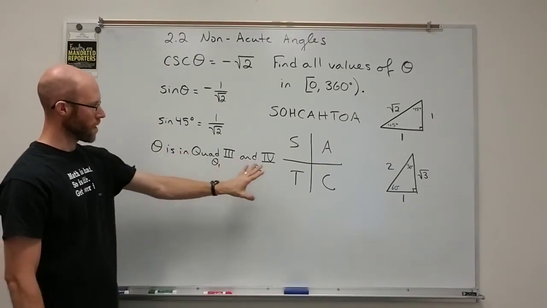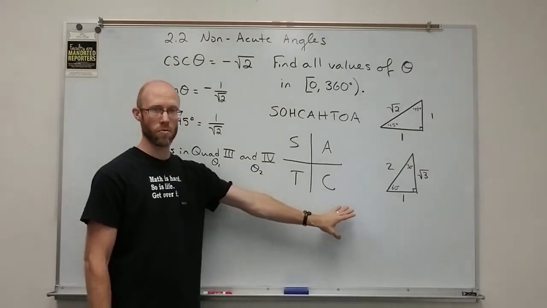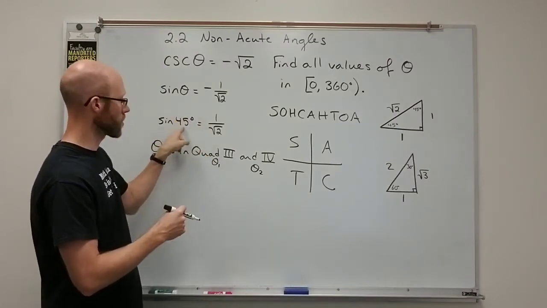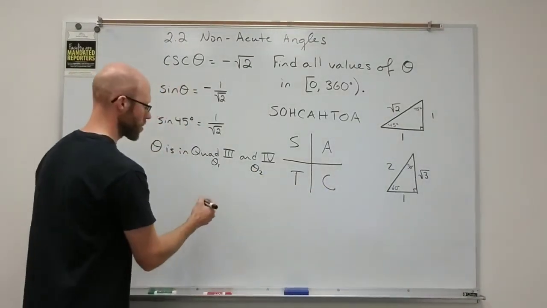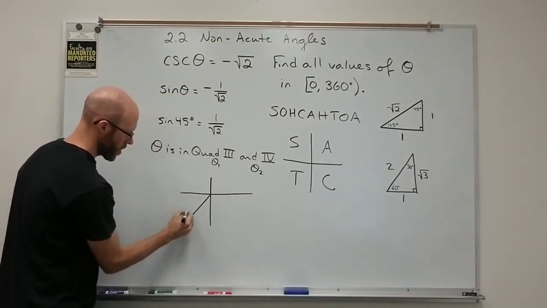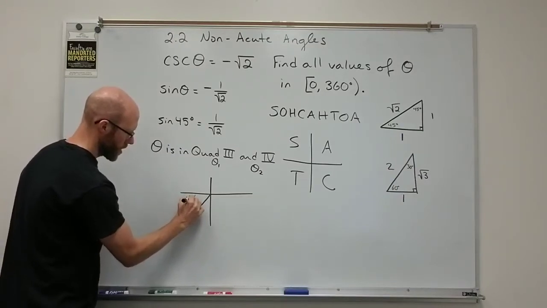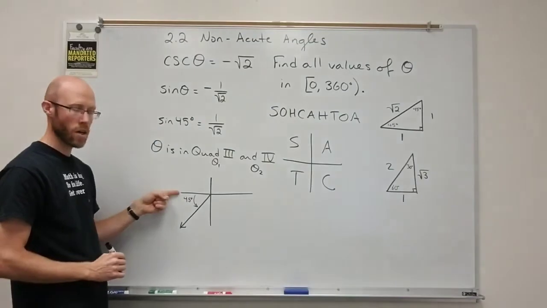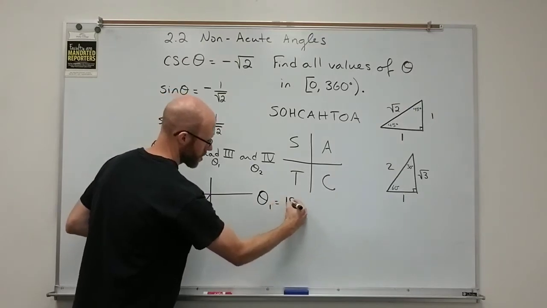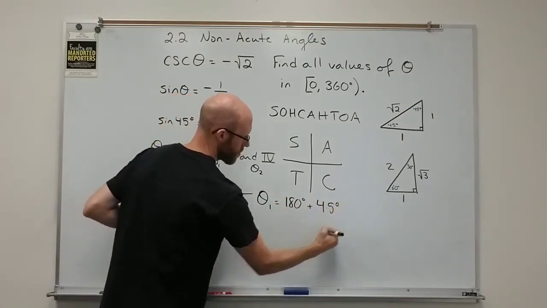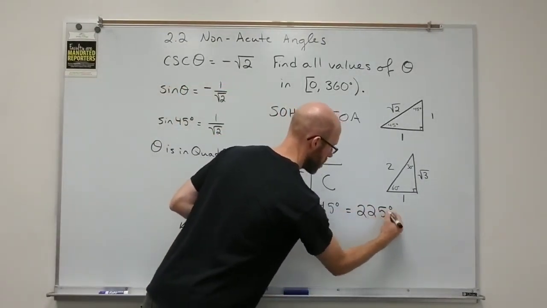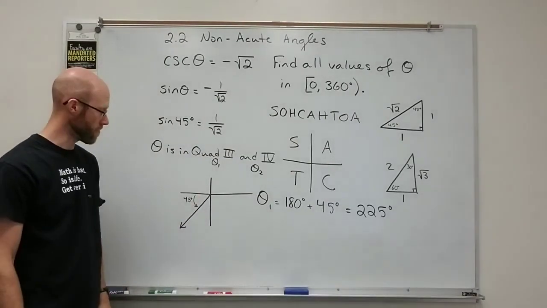So I know that my angles are in the third and fourth quadrants, and so all I need is the corresponding angles to 45 degrees in those two quadrants. Okay, so if you think about that, if I were to draw an angle in the third quadrant that has 45 as a reference angle, well, that's going to be 180 plus 45. So theta 1 is 180 plus 45. Well, that should be what? 225. Okay, so 225 is my first answer.